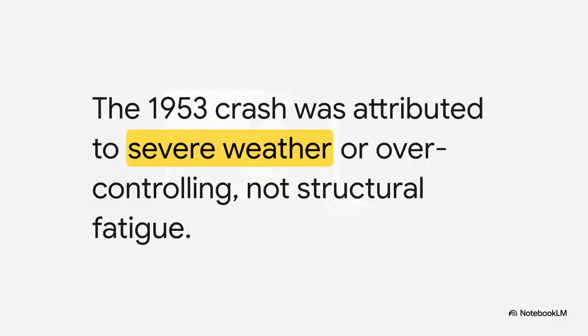The first major tragedy occurred in May 1953, when a Comet crashed shortly after departing Calcutta, India. Now, we need to make a very careful distinction here. Investigators attributed that specific accident to structural failure caused by a severe thunderstorm, or potentially over-controlling by the pilot inside that storm. They did not attribute the Calcutta crash to window fatigue. The official cause was the weather. But as the calendar turned to 1954, a far more troubling and mysterious pattern began to emerge in clear skies.